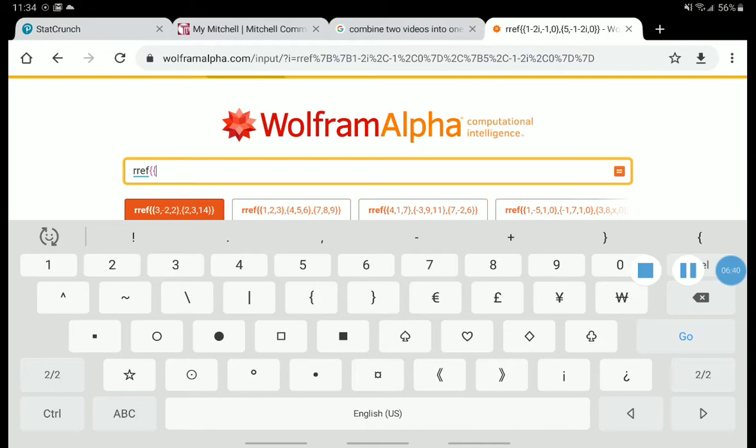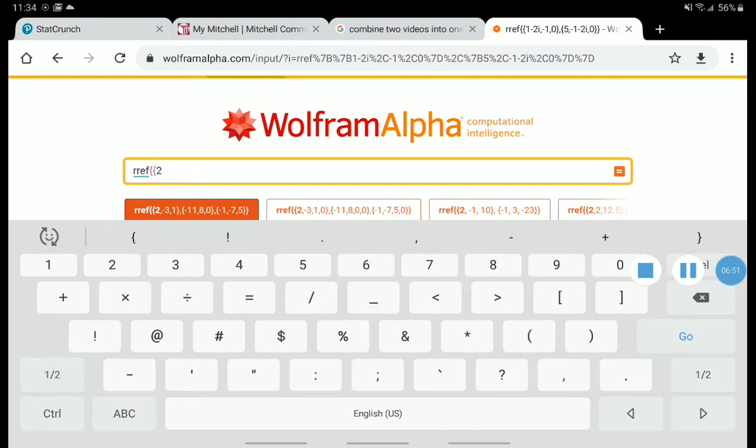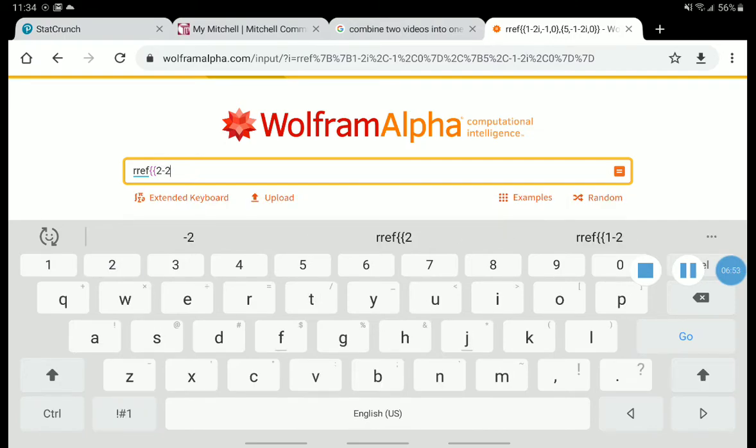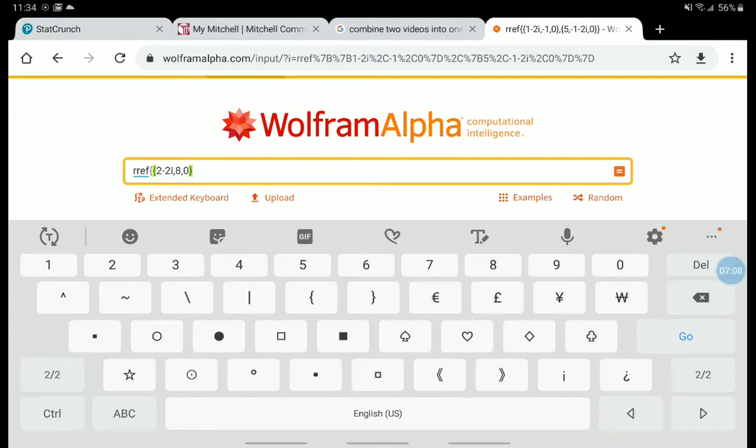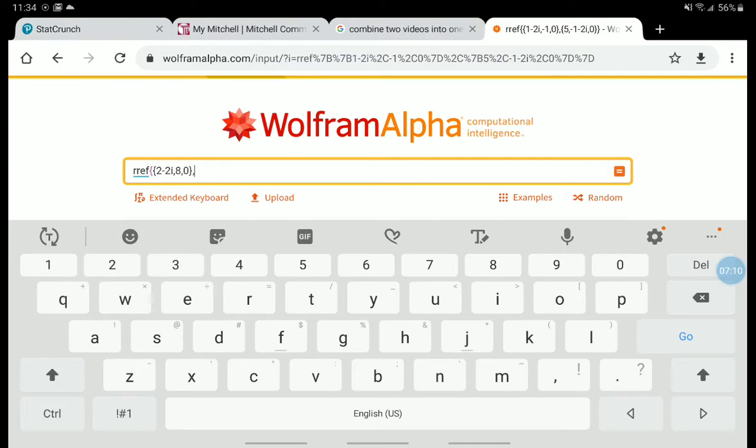So that first one tells the program that I'm doing a matrix. Second one tells it this is the first row. My first entry is 2 minus 2i. My second entry is 8, and then I have a 0. And then I need to tell it this is the end of the first row. So curly bracket. And then a comma to separate.